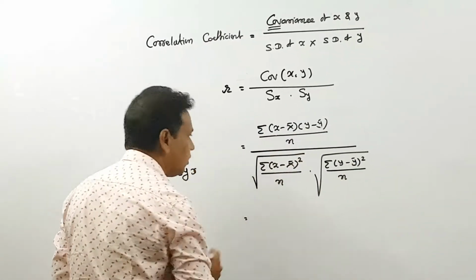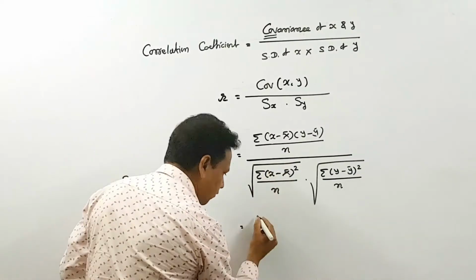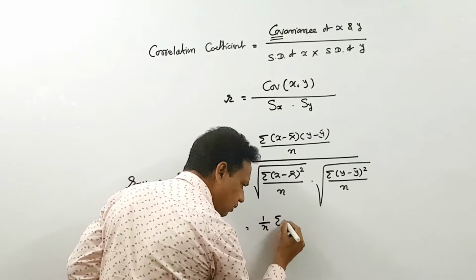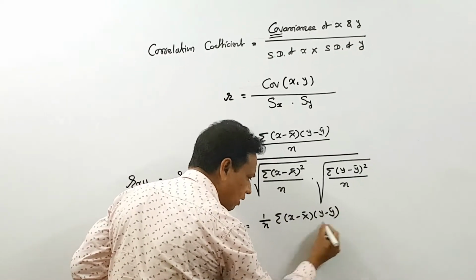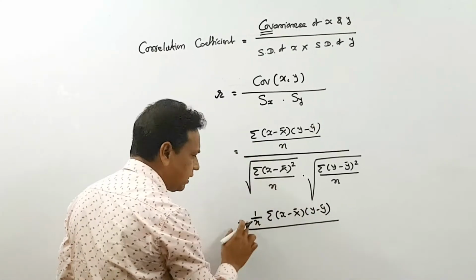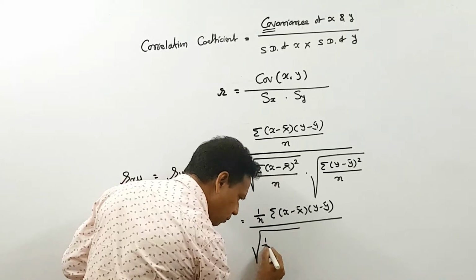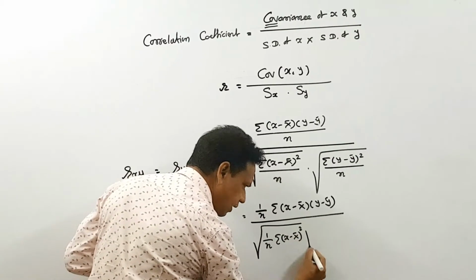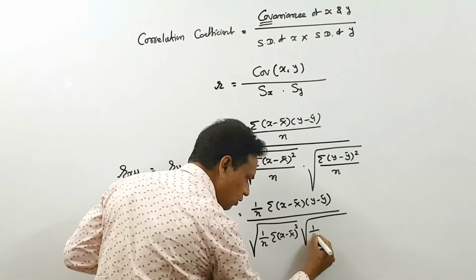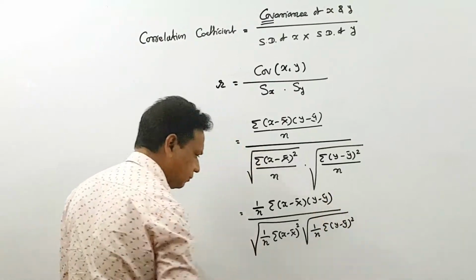Now some mathematical steps that we are going to apply here. So 1 upon n, sum of x minus x bar, y minus y bar. The next representation of the same data. Then take 1 upon n common. So 1 upon n and sum of x minus x bar square, into the other root of 1 upon n, sum of y minus y bar square.